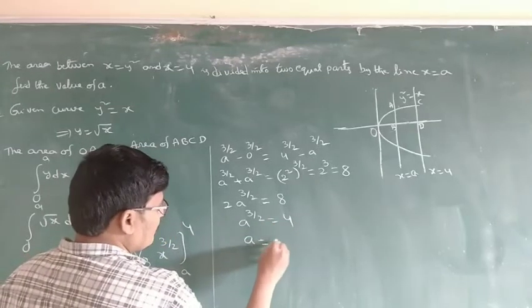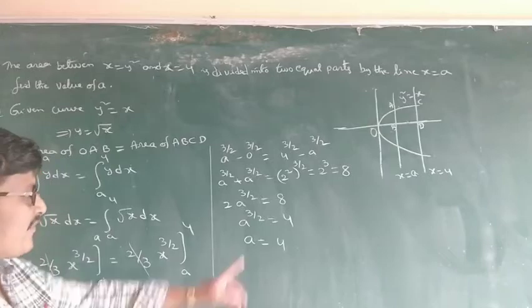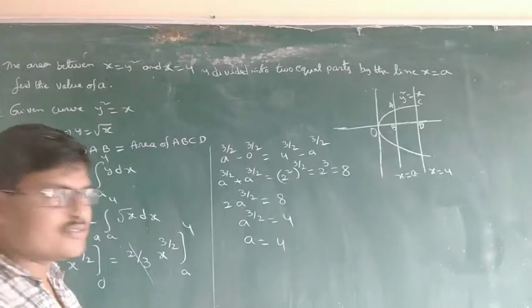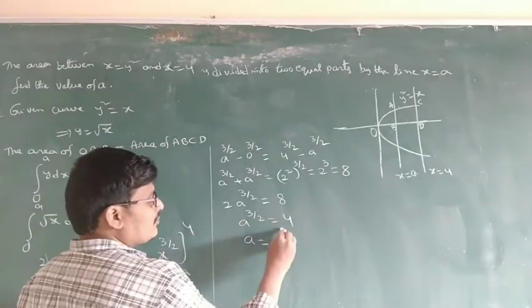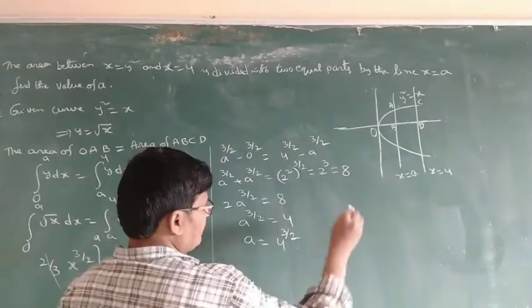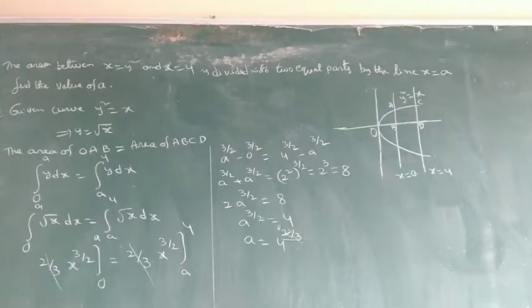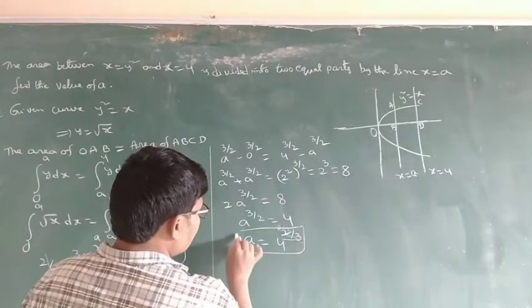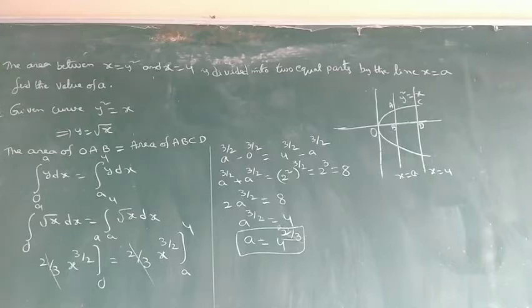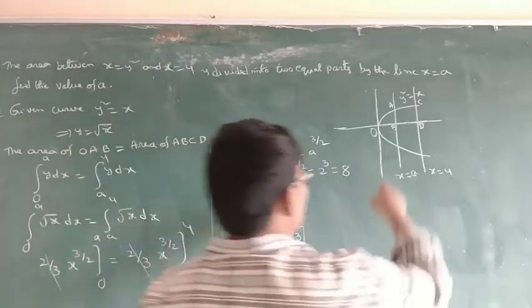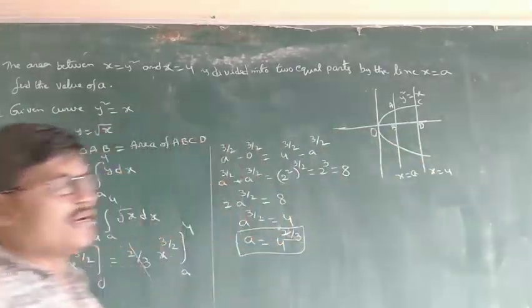So a is equal to 4 power, and the left side power 3 by 2 goes to the right side reversed, 3 by 2 changed into 2 by 3. So what is the a value? A value is 4 power 2 by 3. Okay, now this one is simple: both parts are equal parts.